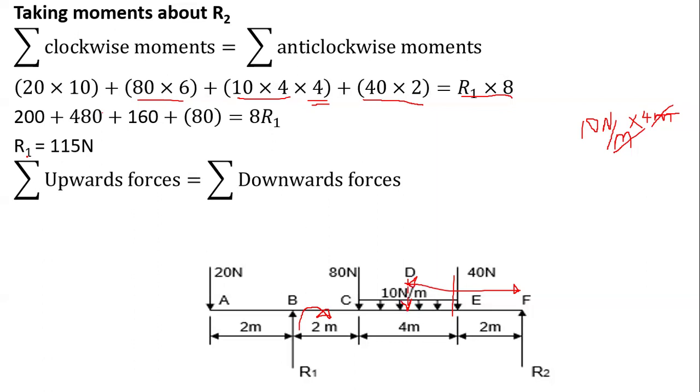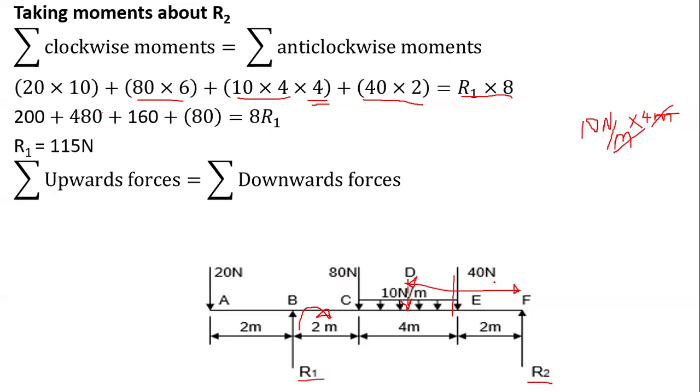Then, I can decide to take moments about R1 in order to find R2. Or, because I've already got R1, I can just go by the shortened version, which is what you see here. The summation of forces acting upwards should be equal to the sum of those acting downwards. Which forces are acting upwards? I can see there's R1 and R2. So if I add R1 and R2, this should be equal to all the forces pointing downwards, starting from here: this 20, 80, the UDL, and the 40.